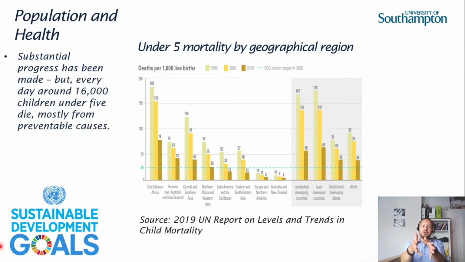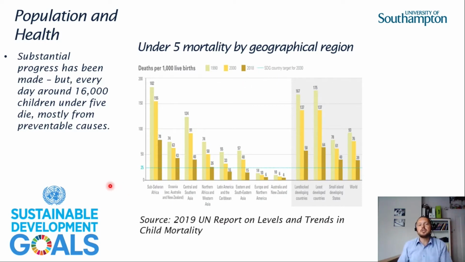So the plot that I'm showing you here shows the under 5 mortality rate. That is the number of deaths of children under the age of 5 per 1,000 live births. And it's showing it to you in various different regions of the world. Each of these little clusters represents a different region of the world. The different colours, the different shades, represent different years. The lighter shades represent data from 1990, while the darkest shade represents data from 2018.